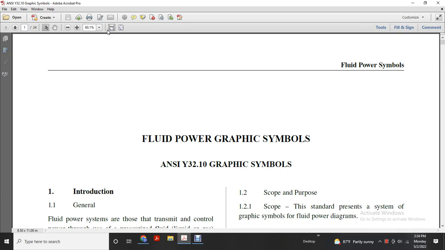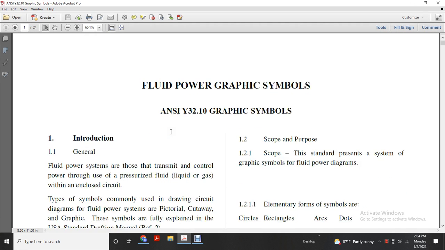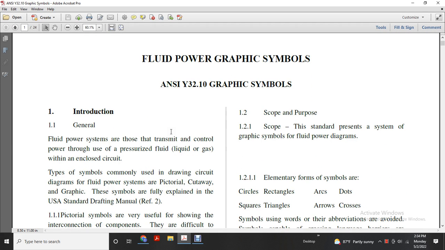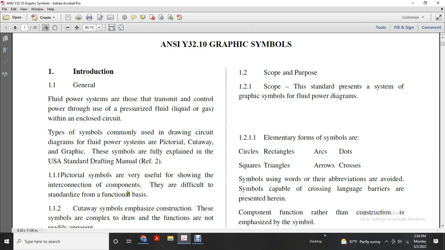Alright, fluid power symbols. Fluid power graphic symbols, ANSI Y32.10 graphic symbols, introduction, general. Fluid power systems transmit and control power through the use of a pressurized fluid, liquid or gas, within an enclosed circuit. The types of symbols commonly used with drawings, circuit diagrams, and fluid power are pictorial, cutaway, and graphic. These symbols are fully explained in the U.S. Standard Drafting Manual, Reference 2.